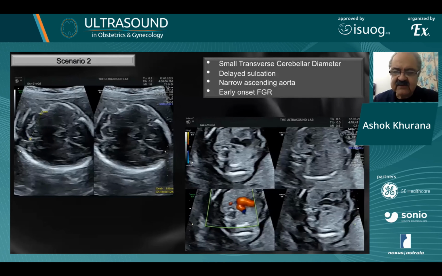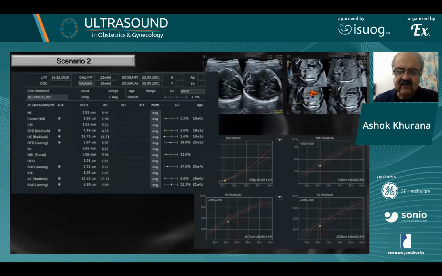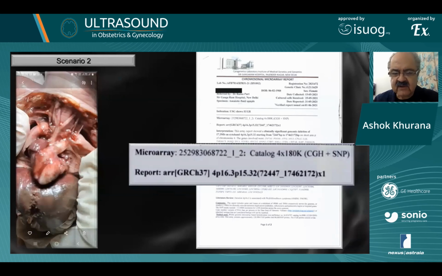Our second case was similar, except here, the additional finding was a narrow ascending aorta and an early onset fetal growth restriction. Here, the answer was simple. We knew that the first possibility was a Wolff-Hirschhorn, and that's what the microarray revealed.